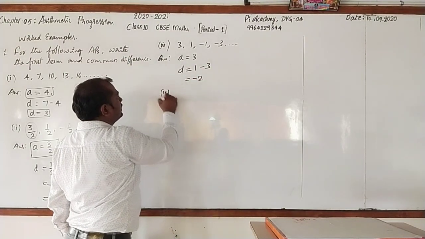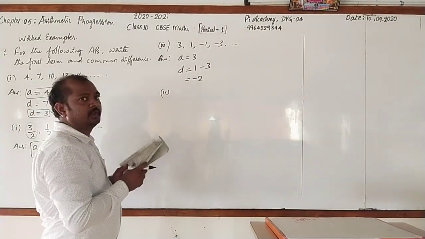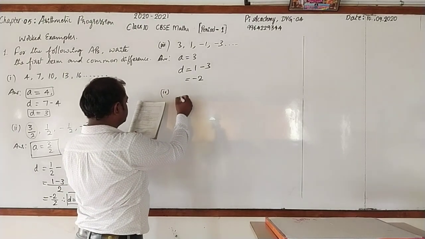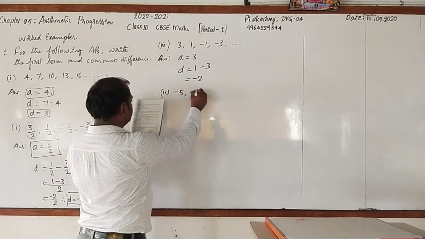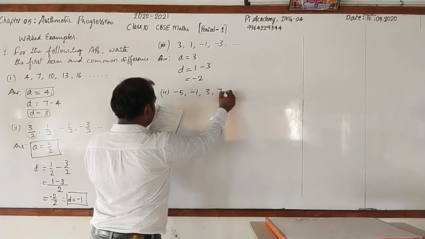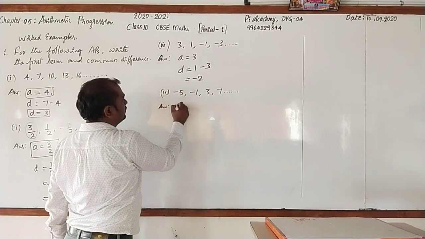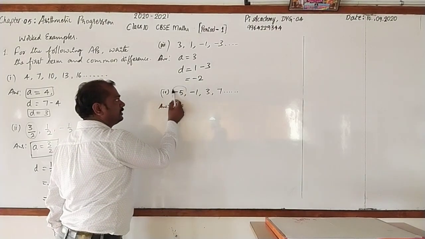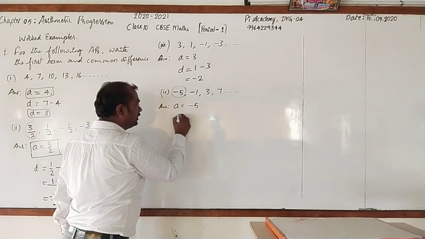Next one, let's move on to fourth one. It has been given like this. This is minus 5, minus 1, 3 and 7. Here the first term. What is the first term? This is minus 5.